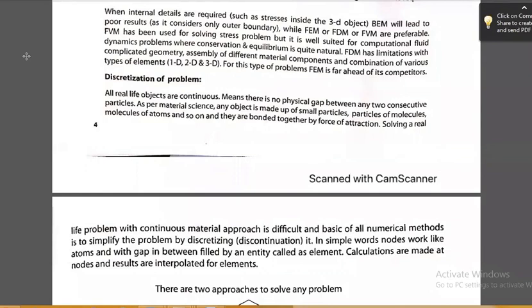Now the third one is tensor. Why is stress a tensor quantity? For a tensor quantity we need three parameters.